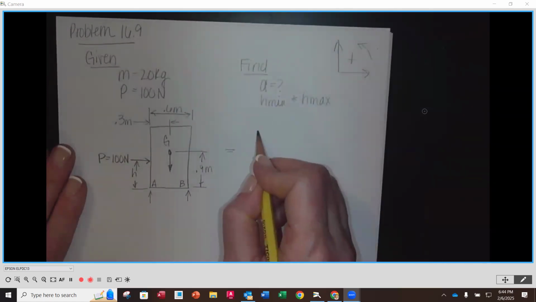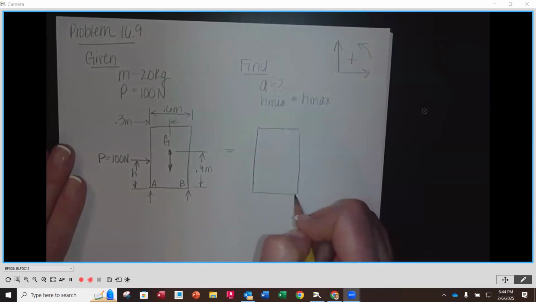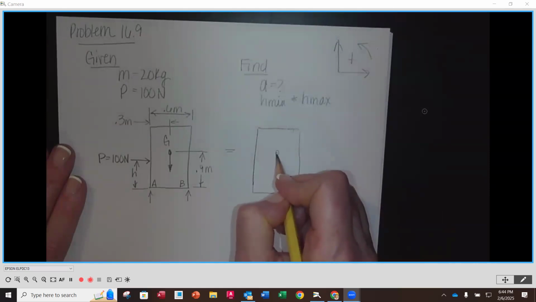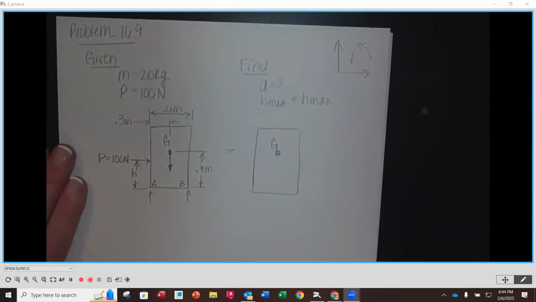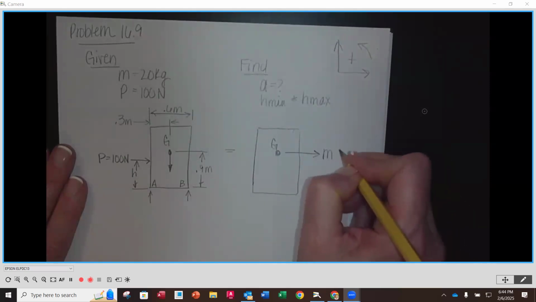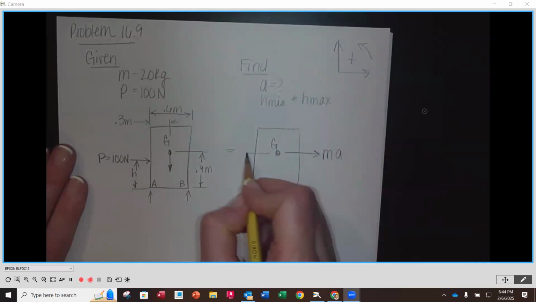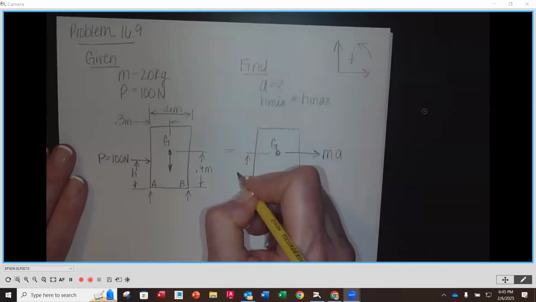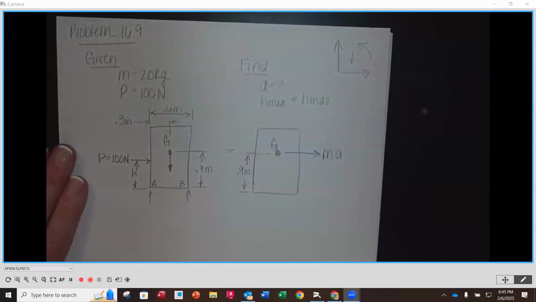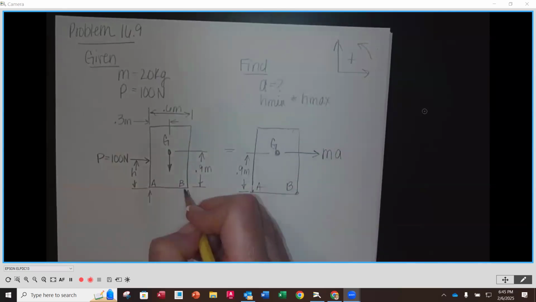It's going to be equal to, we're going to redraw our cabinet. And our center of gravity is right about here. And now we're going to identify the mass times the acceleration. So it's going to go here, m times a. And we know again that distance up is going to be 0.9 meters. And this is our point A and B, the corresponding corners.